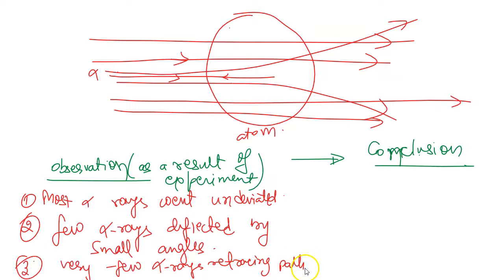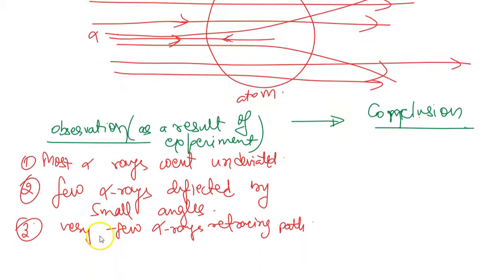Retracing the path, as in it was coming here and it was returning. So very few means somewhere you will see 1 out of 12,000, somewhere you will see 1 out of 20,000. So this number is not required to be remembered. Just remember, very few alpha rays were retracing the path. Now based on these observations, let us conclude.